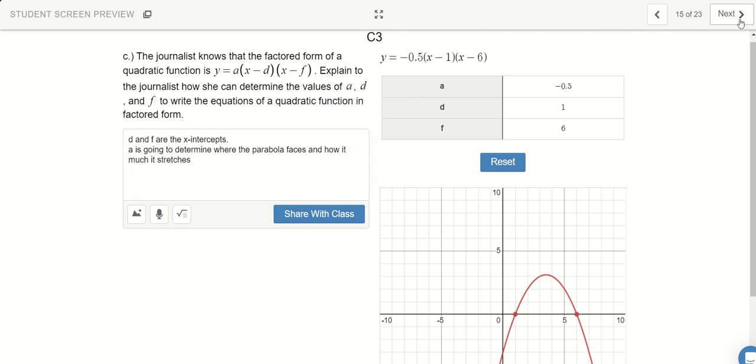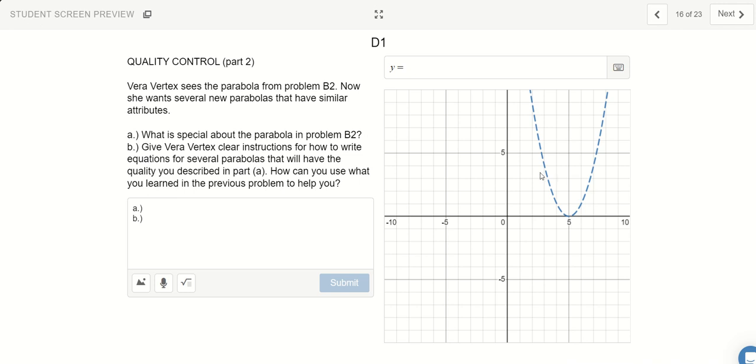Okay, moving on to the next part. So here, let's go ahead and write an equation. We have a customer named Vera Vertex, and she really liked it when the graph only had one x-intercept. So let's go ahead and compare this to problem B2.